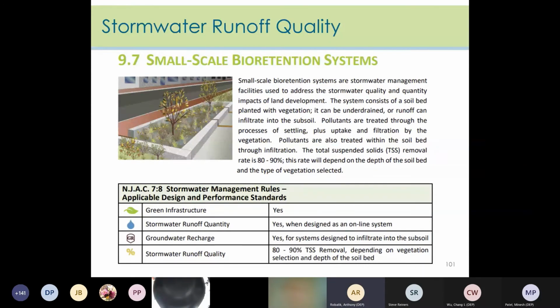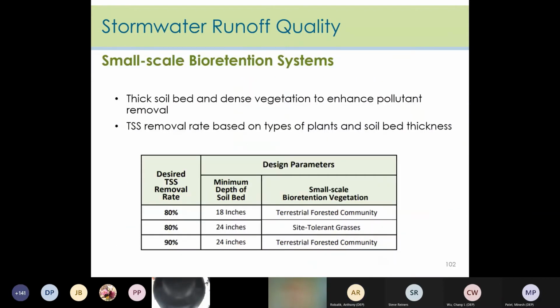So bioretention systems provide more variability to address the rule requirements and are very commonly used. Shown here is the summary page from the BMP manual for the chapter on small-scale bioretention systems. Small-scale bioretention systems rely on healthy, dense vegetation, and the type of vegetation and the thickness of the planting bed determine the TSS removal rate.